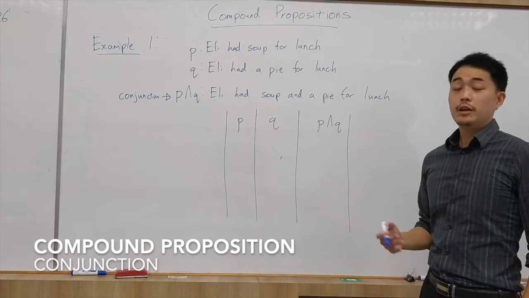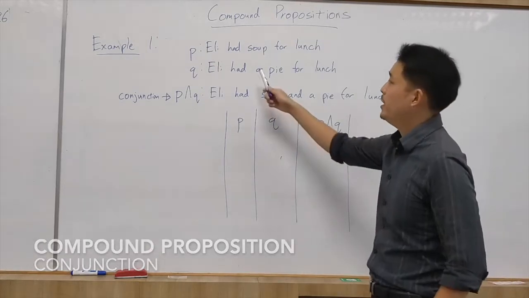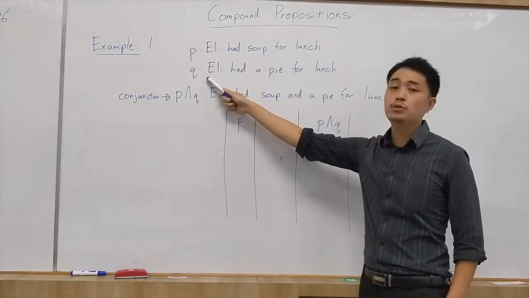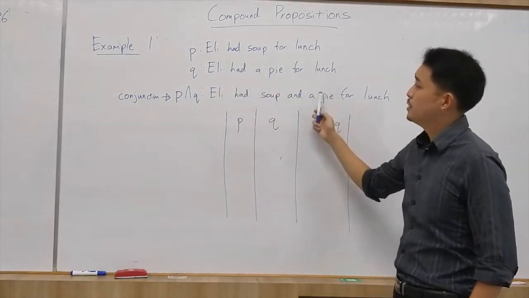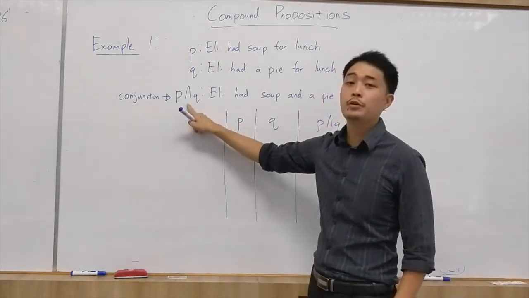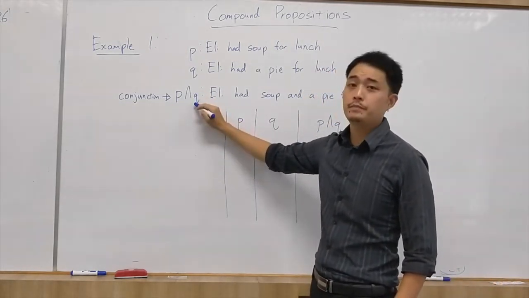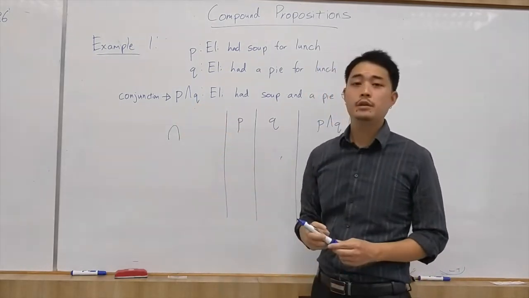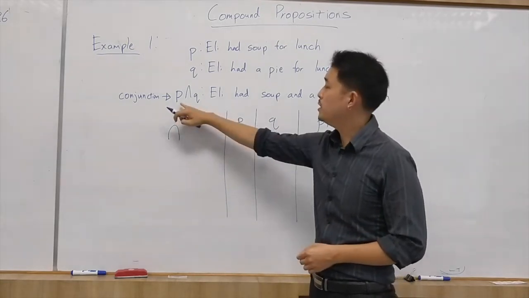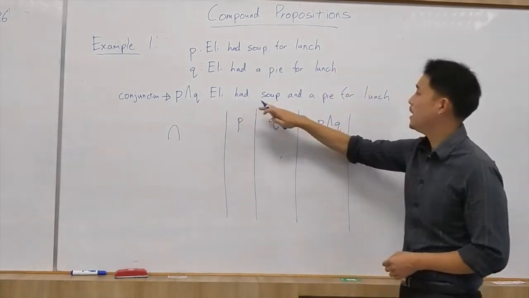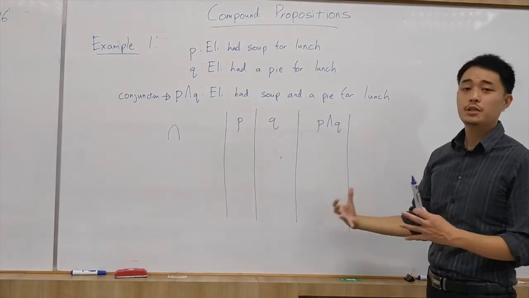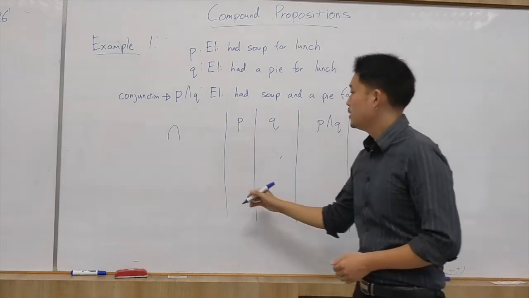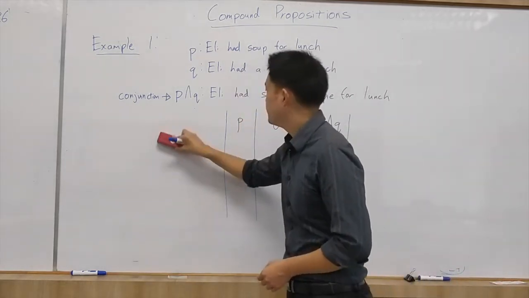Okay, so let's take a look at an example of a conjunction. What we have here are two different propositions. P: Eli had soup for lunch, and Q: Eli had a pie for lunch. The conjunction of that, which is denoted by this little caret, which looks a lot like the intersection symbol that you learned in sets, is P and Q, which is Eli had soup and a pie for lunch. That's the conjunction of these two propositions. In this case, what we have here is a truth table.